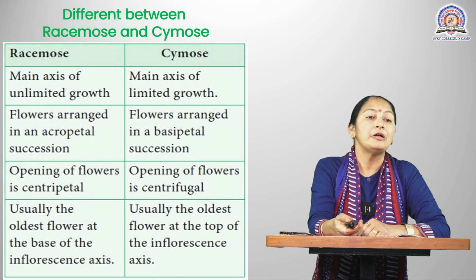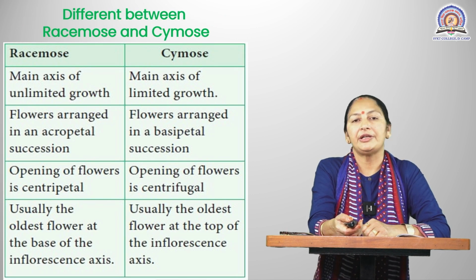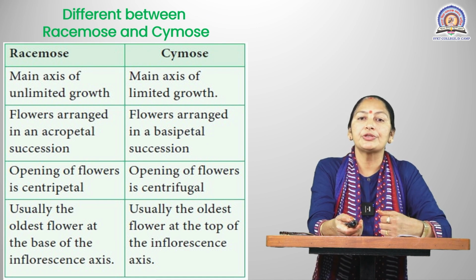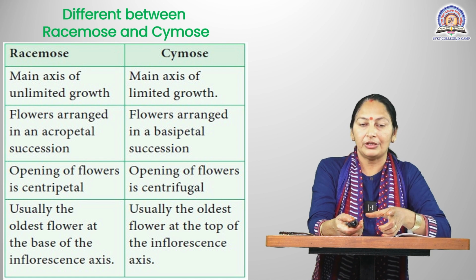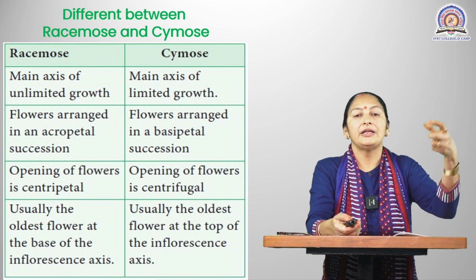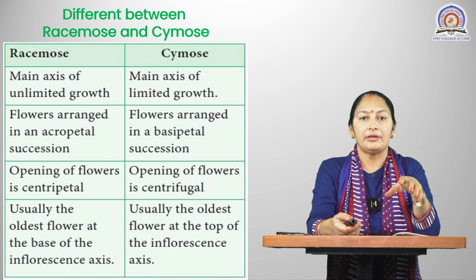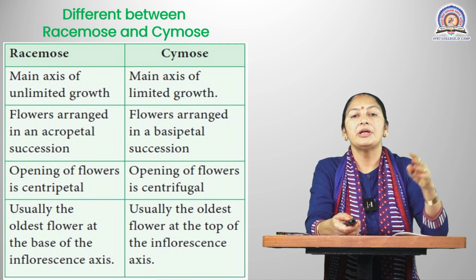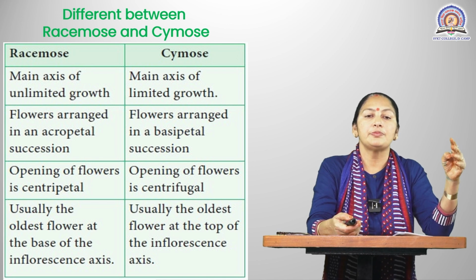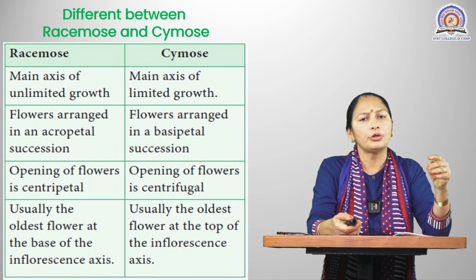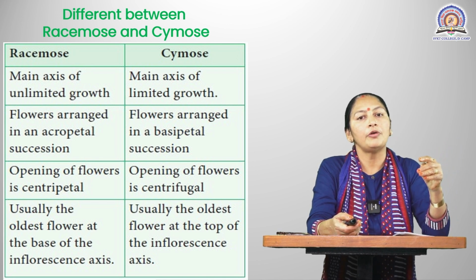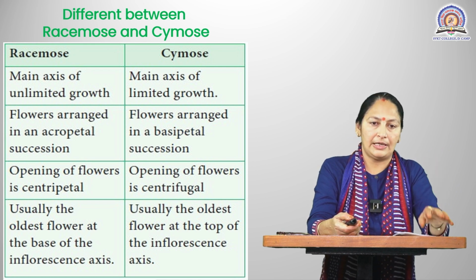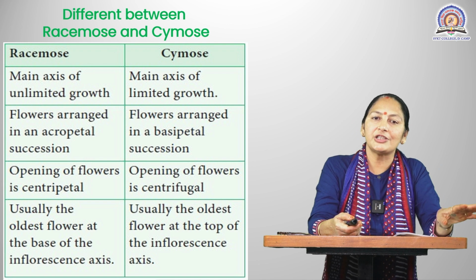Let us see the first difference. In the racemose, the main axis is of unlimited growth. In the last slide, you saw the unlimited growth. The floral axis is unlimited, it is not limited. Meaning, the axis keeps arising. The growth of the floral axis of the inflorescence is unlimited in the racemose type of inflorescence.